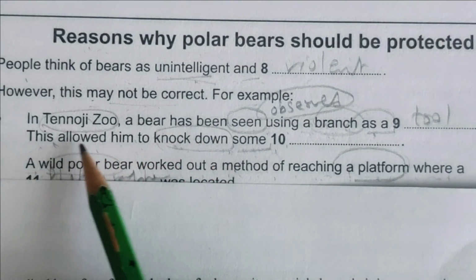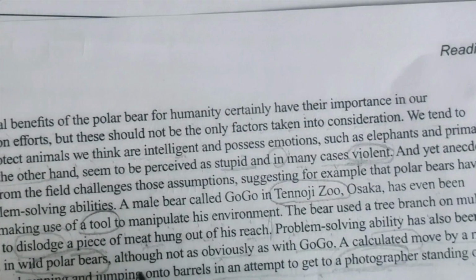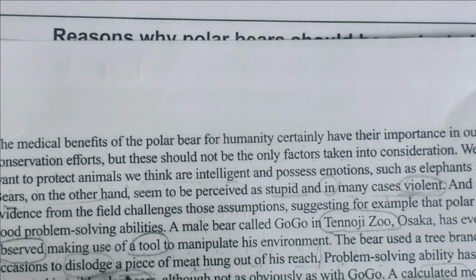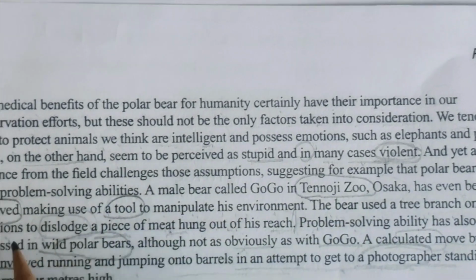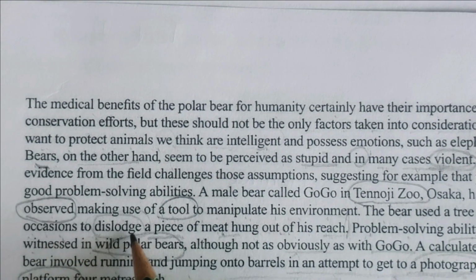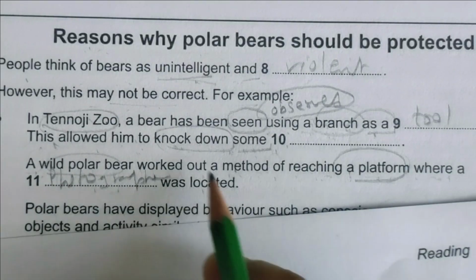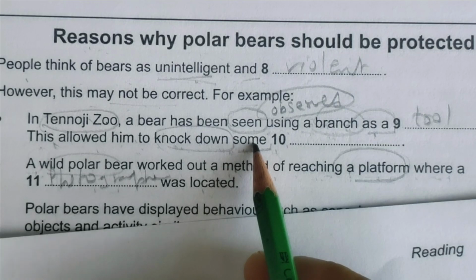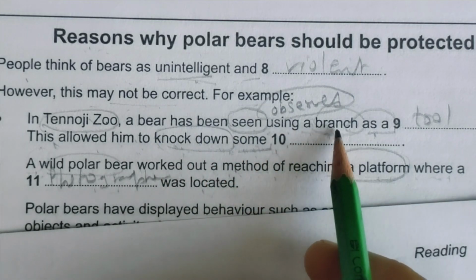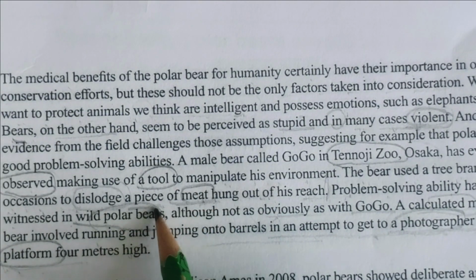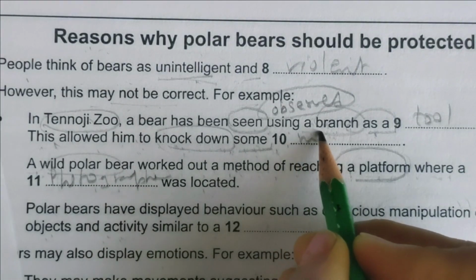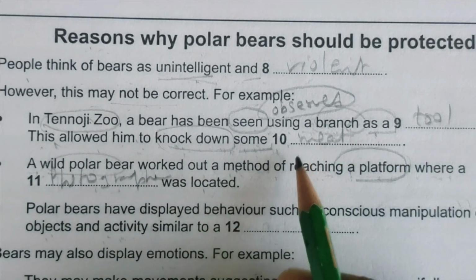Let's read it again. This allowed him to knock down some. What can we use for some? This tree branch on multiple occasions to dislodge a piece of meat. So why is this animal doing so many things? To get some piece of meat, of course. I will be writing meat only here, because we can't put two words over here.